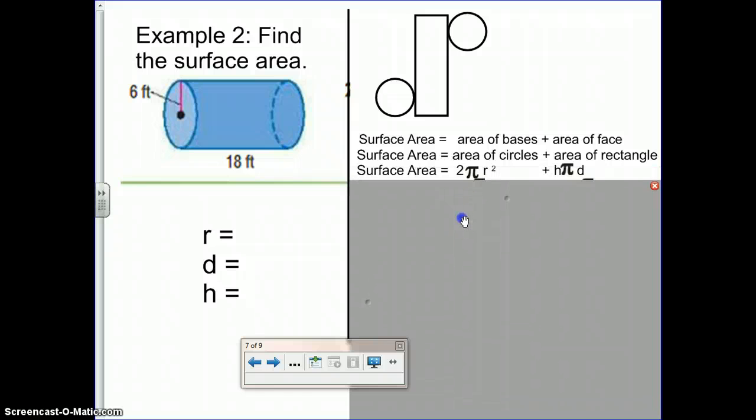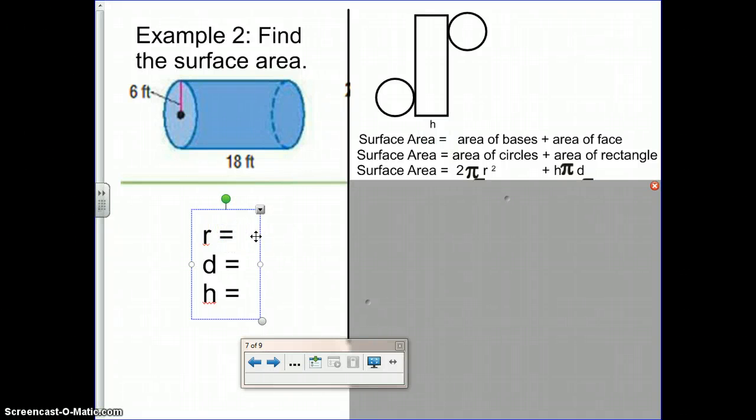If you remember, area of circle is found by pi r squared, and we have 2 of them. And the area of this rectangle is going to be found by the height between the 2 circles. So that's actually this side here. And we're going to multiply it by the length of the rectangle, which was wrapped around the circle. So that's the same thing as the circumference, so pi times d. So this is kind of my general formula.